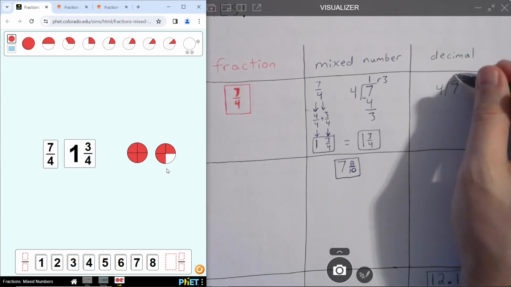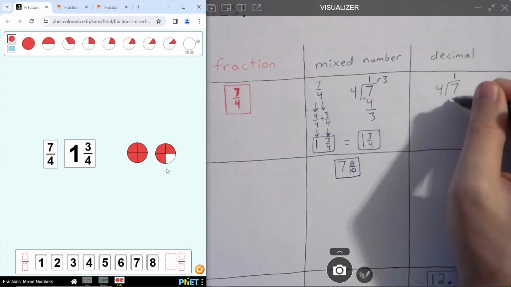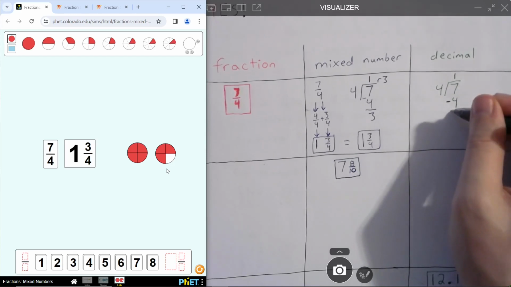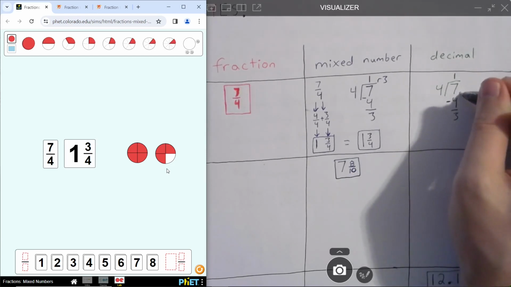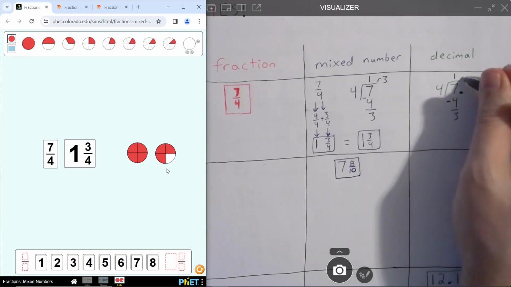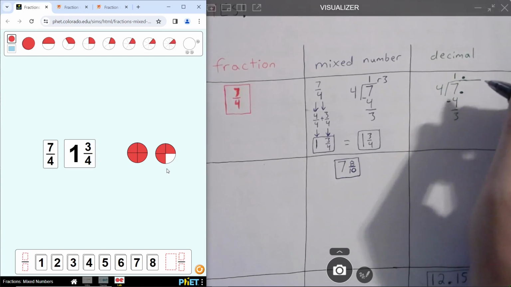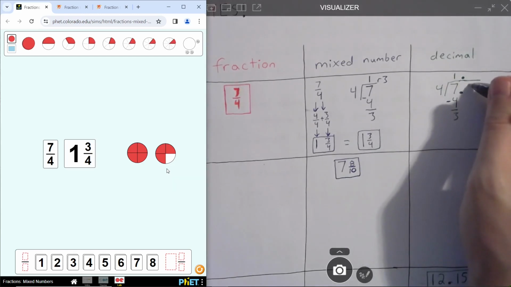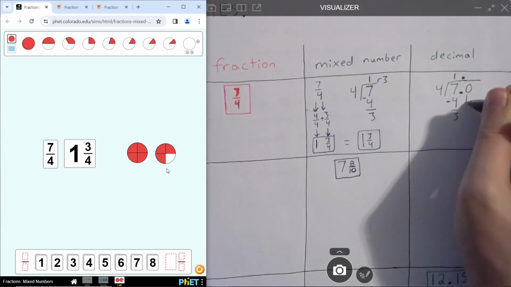And so 4 goes into 7 one whole time. 4 times 1 is 4. 7 minus 4 is 3. Then I put a decimal there. I line it up in my quotient as well. My quotient's my final answer here. Then I drag down a placeholding 0.